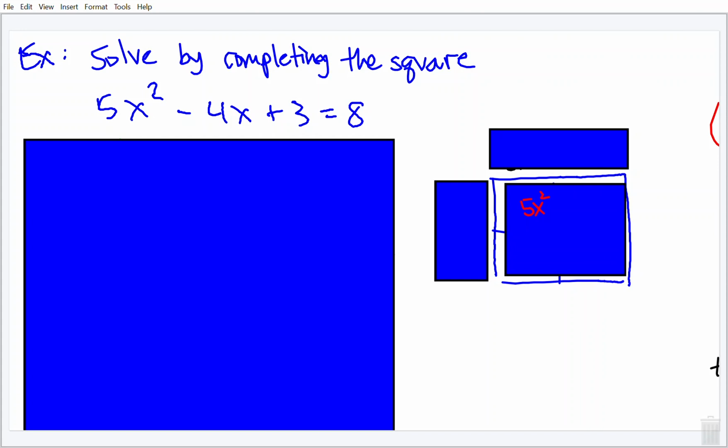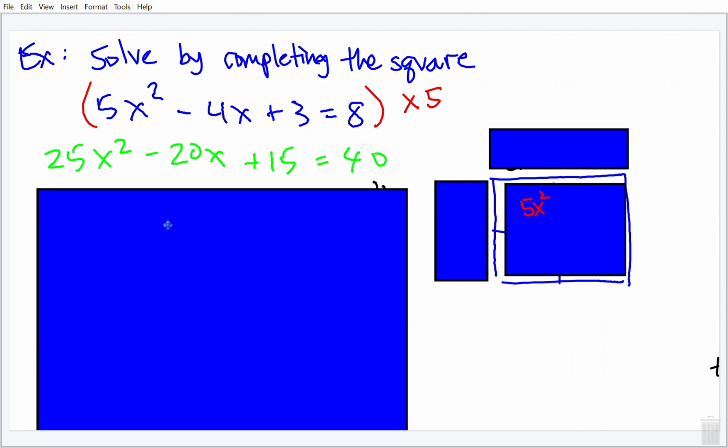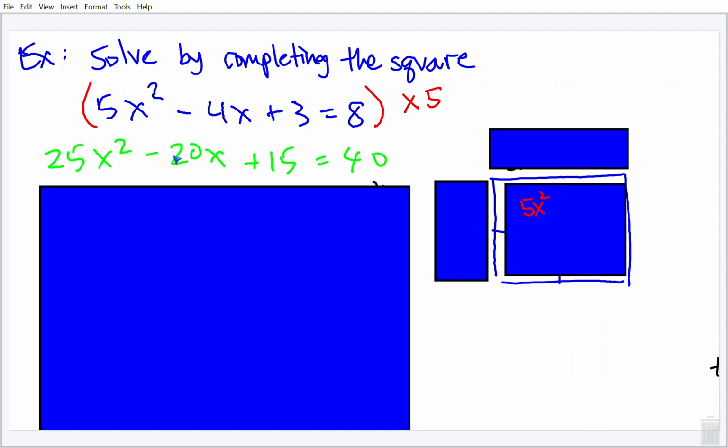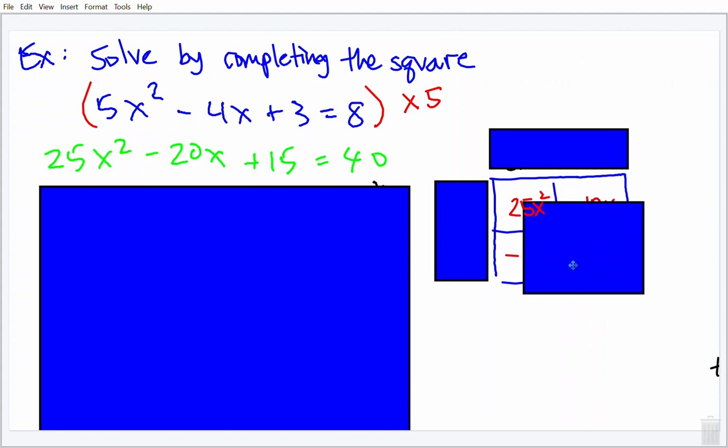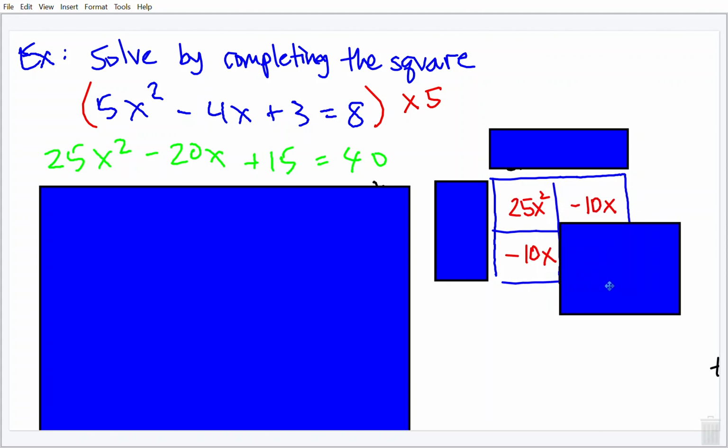So, to make it happen in this example, we're going to take the entire equation and multiply by 5. Let's see what happens there. 5 times 5x squared gives us 25x squared. 5 times negative 4 gives us negative 20x. 5 times 3 gives us 15. And 5 times 8 gives us 40. So now we have the perfect square as our quadratic term that we wanted, 25x squared.